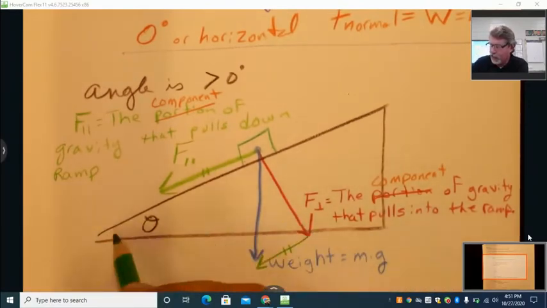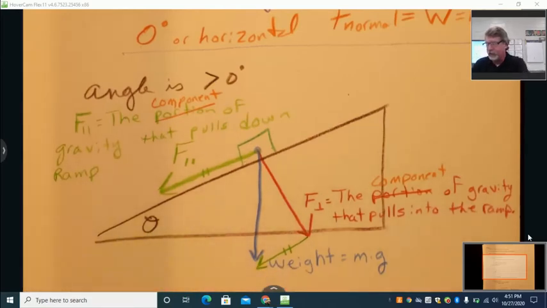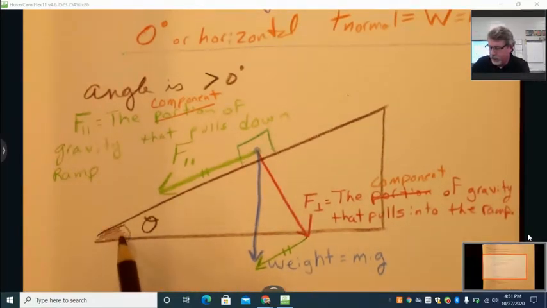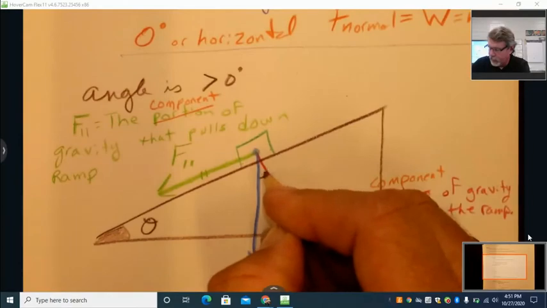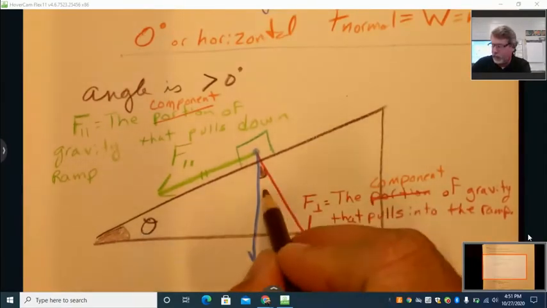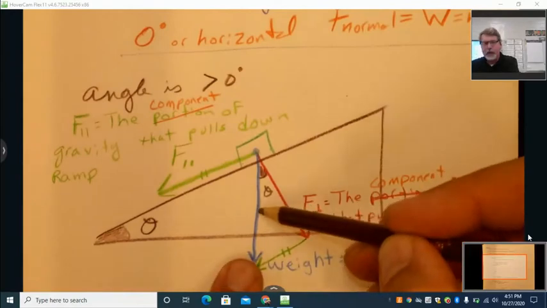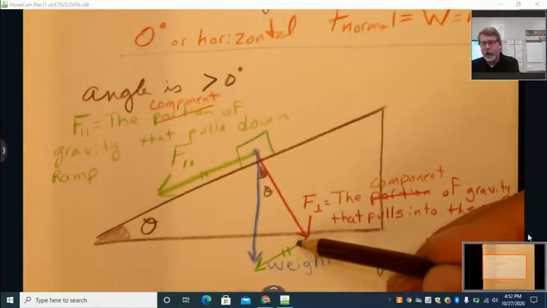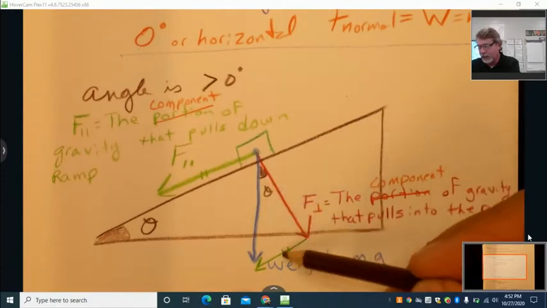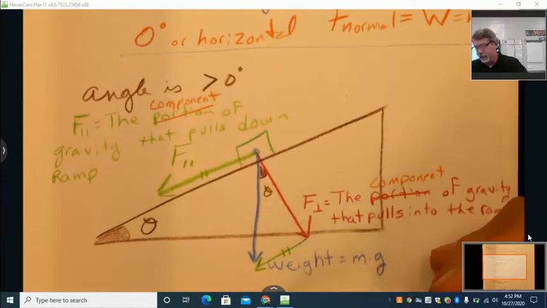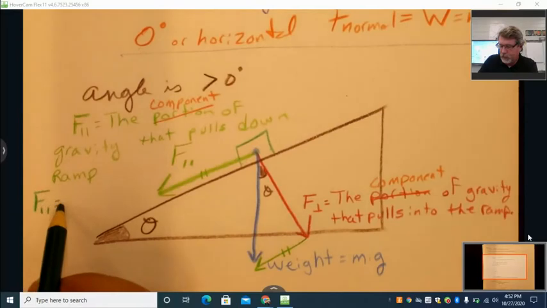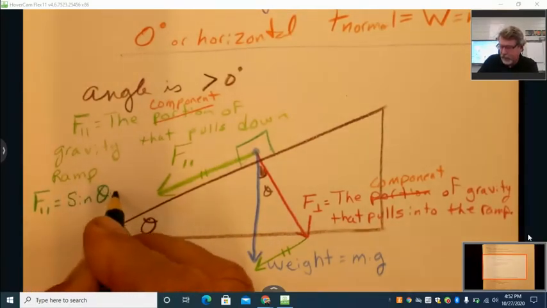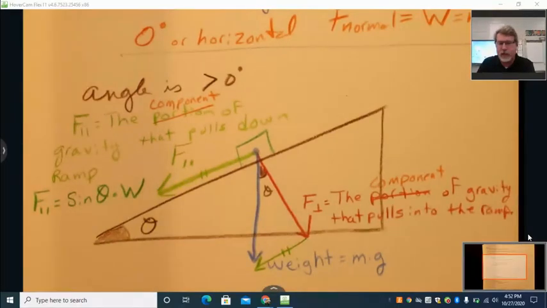All right, so now we know theta is this interior angle here. We won't go through all the geometric proof of similar triangles and parallel lines and intersecting lines, but that is this angle here. So if theta is here, then we know this theta. So we now know the hypotenuse, or the weight of the triangle. So the parallel leg is now the opposite leg, and the opposite leg is the trig function sine. So force parallel equals the sine of theta times the weight of that box that's on the ramp. And don't forget, weight is mass times gravity.